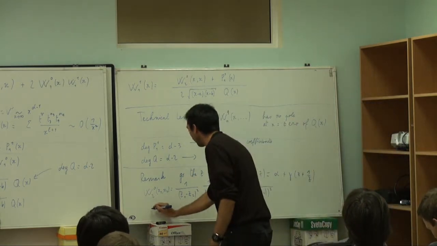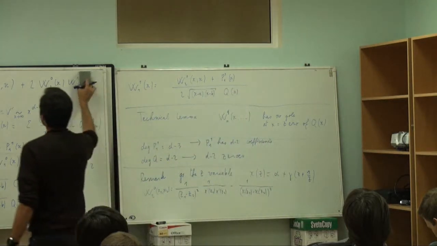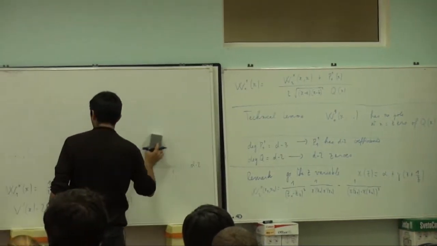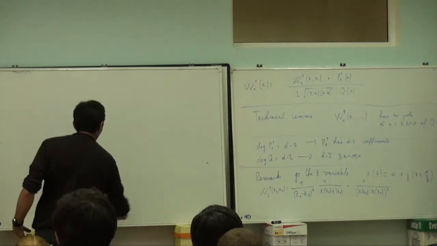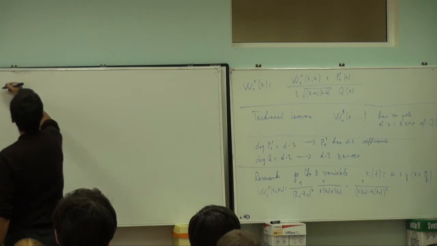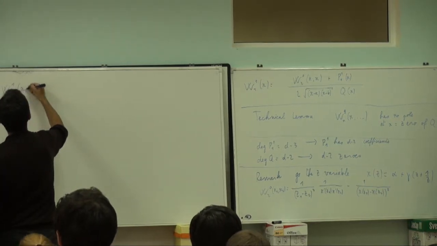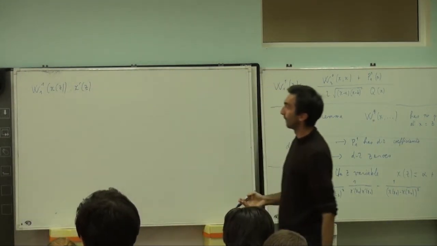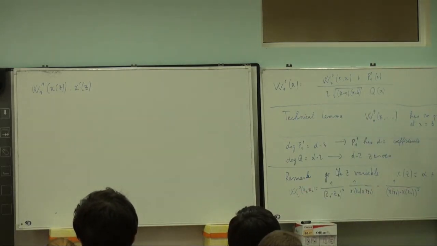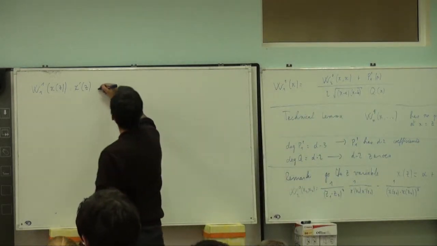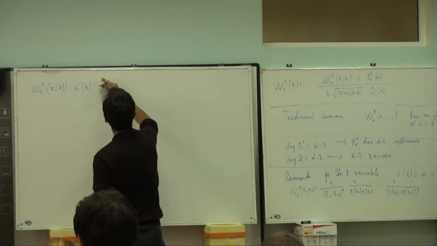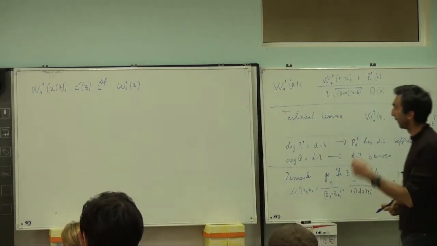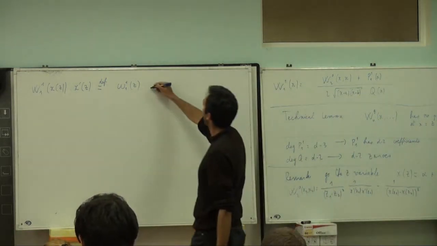So let me write it this way. W11 of x of z, and I will also multiply by x prime of z, because I already explained W11 transforms like a one form when you change variable, equals, by definition, omega 11 of z. And we know that this is a rational function of z.